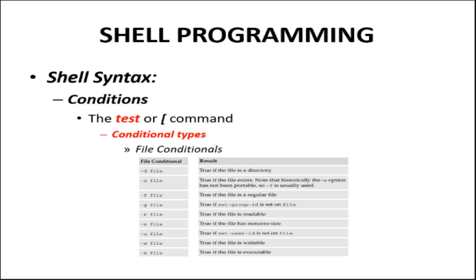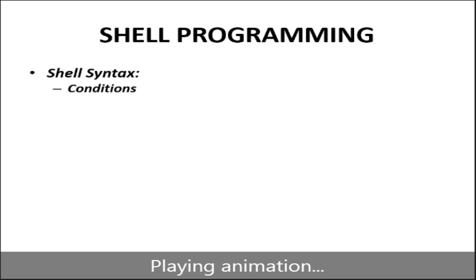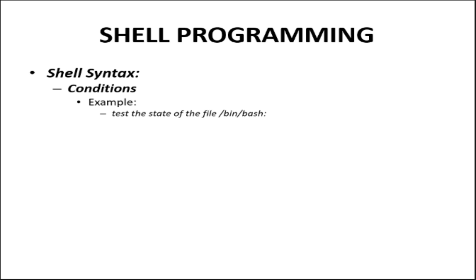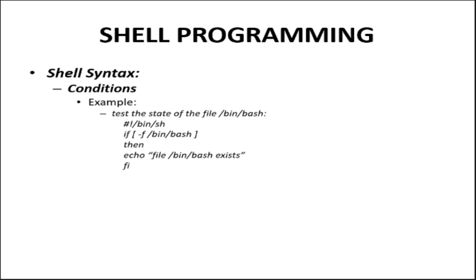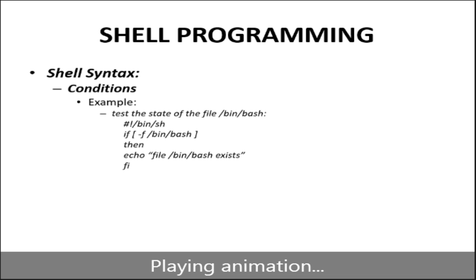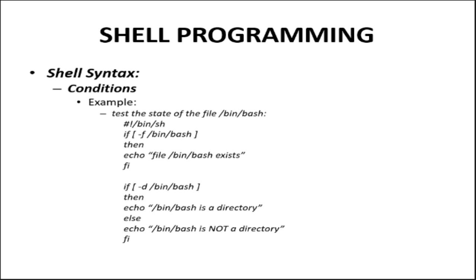Now I will show you a simple example of the conditions, where I want to test the state of the file /bin/bash, whether it is a file or directory, with the help of two sets of lines of code. The first set of code contains the file conditional -f. The second set of code contains the file conditional -d.